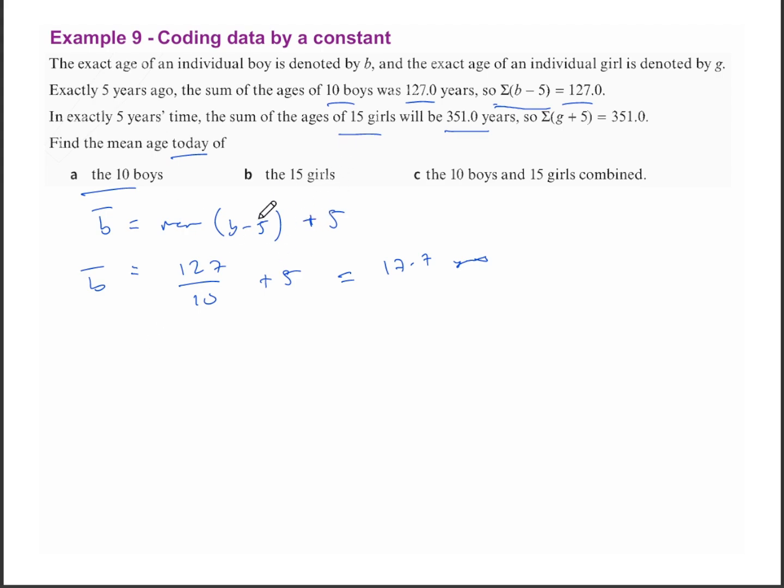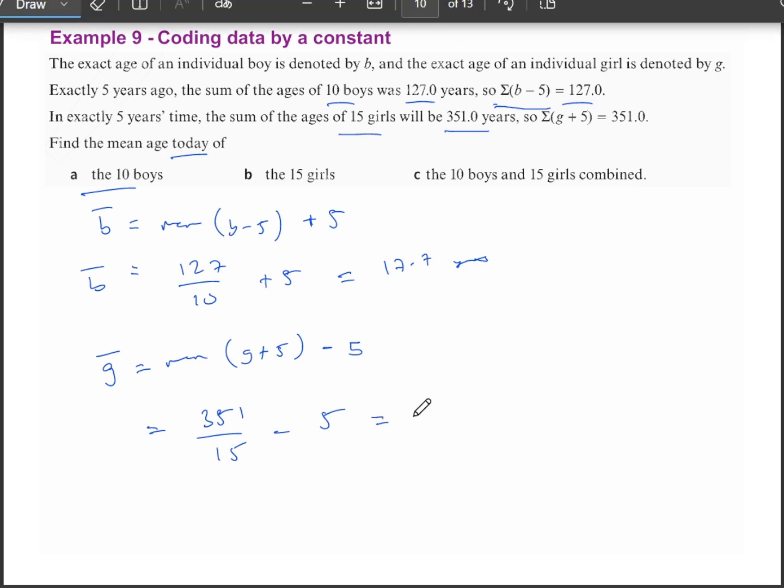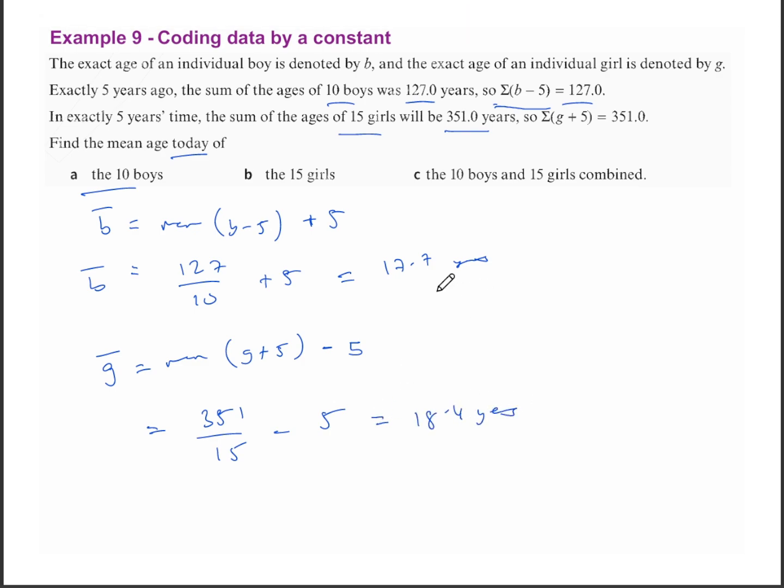When you look at those 15 girls, and we want their mean age today, so we want the G bar, which is the mean age of the girls today, that will be equal to the mean age of the girls in 5 years' time, minus that constant, which is 5, which will just be 351 divided by 15, the mean age of the girls in 5 years' time, minus 5. And this will end up being 18.4 years. So that's the mean age of the boys right now, the 10 boys, and that's the mean age of the girls right now, the 15 girls.